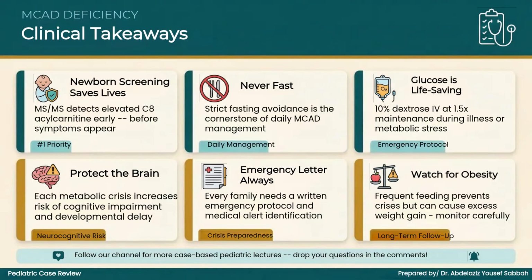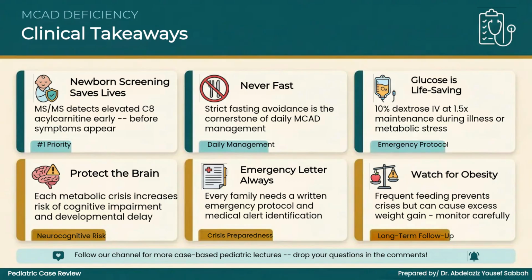Here are the 6 key clinical takeaways for medium-chain acyl coenzyme dehydrogenase deficiency. Number 1. Newborn screening saves lives. Tandem mass spectrometry detects elevated C8 acylcarnitine early, before symptoms appear. Number 2. Never fast. Strict fasting avoidance is the cornerstone of daily management. Number 3. Glucose is life-saving. 10% dextrose intravenously at 1.5 times maintenance during illness or metabolic stress.